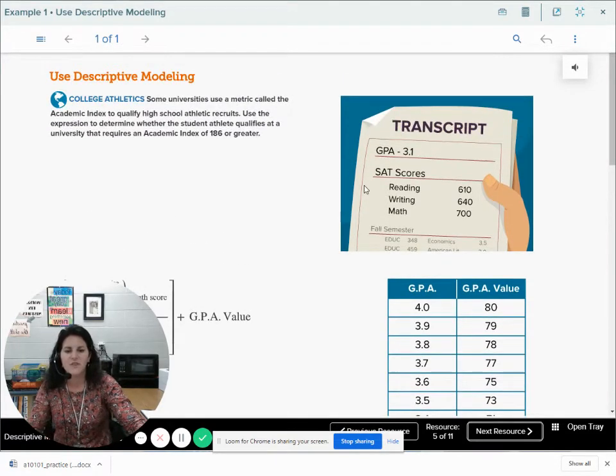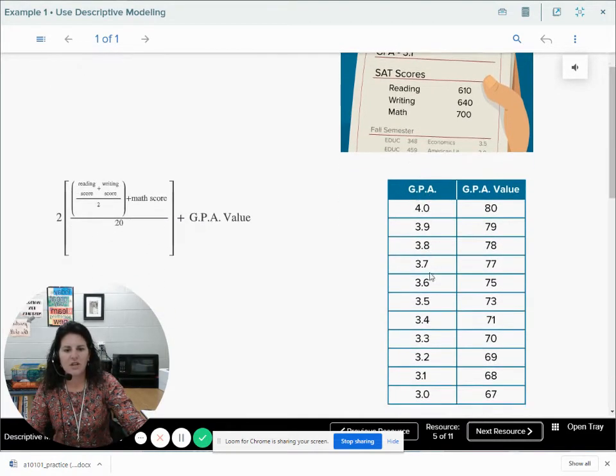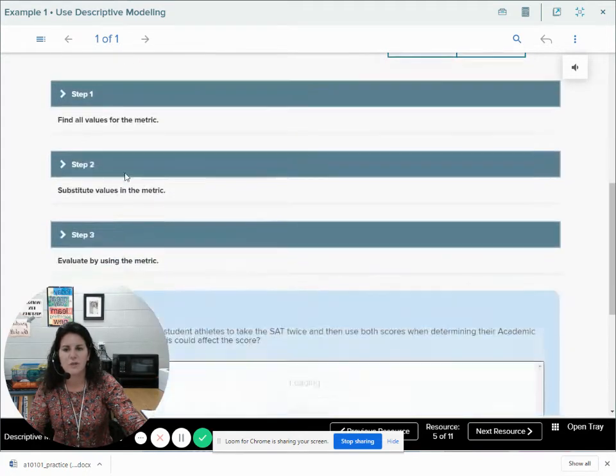So we're going to have to fill in the blanks here and kind of see. We know their GPA is 3.1. So if I look down here at a GPA of 3.1, the GPA value, which is what this asks for, is 68. So in place of this GPA value, we're going to want to plug in 68. Their reading score and their writing score. Reading is 610, writing is 640. We're going to add those together, then divide by 2. Then add that to their math score of 700.